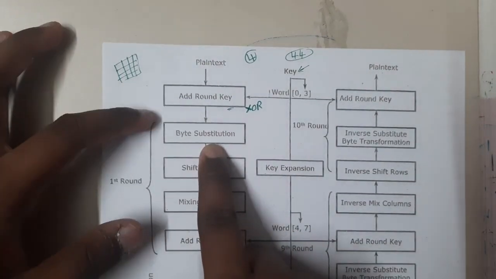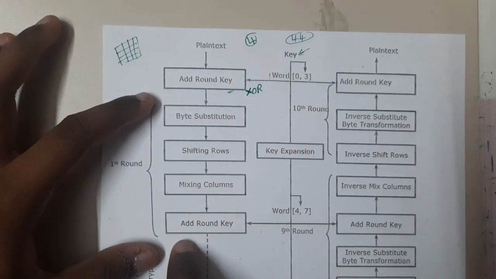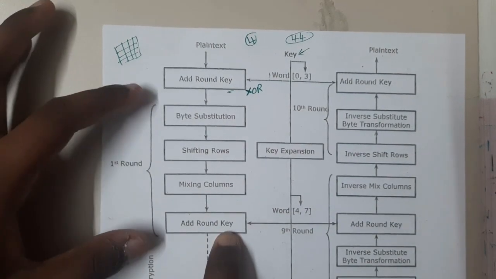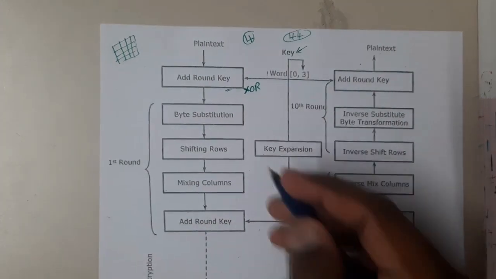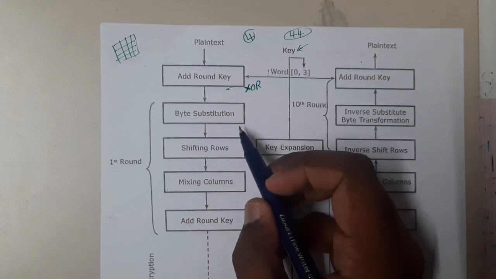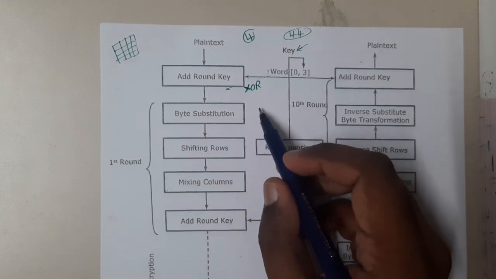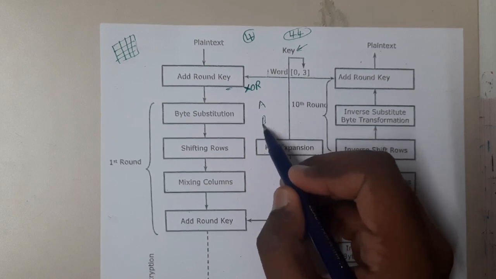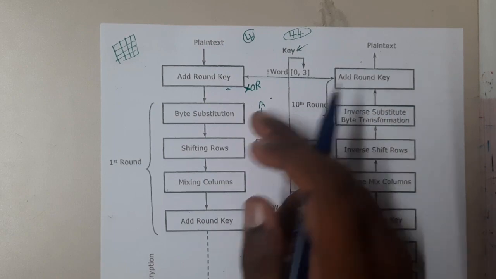So from here round 1 starts, guys. Byte substitution, shift rows, mixing columns, and add round key. So this is one round, guys. These are 4 steps. Please concentrate, it will be easy. Now we are done with adding the round key. Byte substitution is nothing but a substitution method in which you convert one letter into another letter. I told you, right? We discussed this type of thing, so here also we'll be using those tricks.